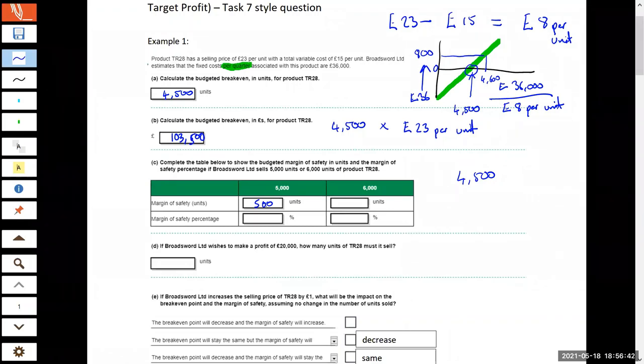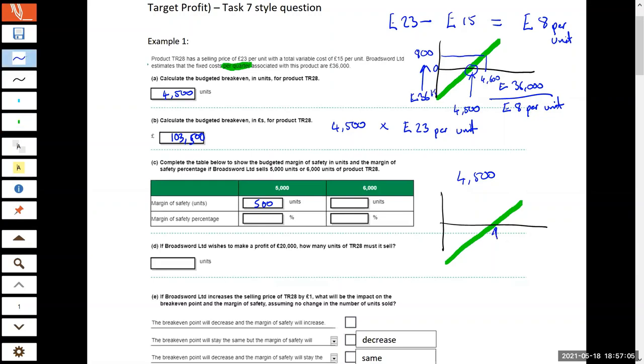I'm not too sure about the second one, 5,000 units. No, it's definitely 500 units, because if we look at our little graph, I'll draw it again. So we've got our little graph here. We started off at minus 36,000. I will just put 1,000 in here just to make sure.